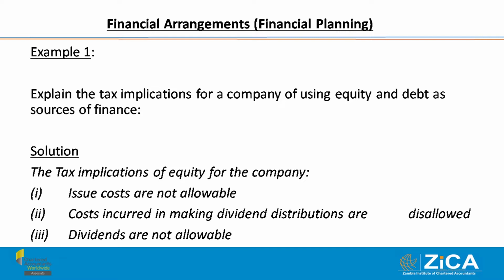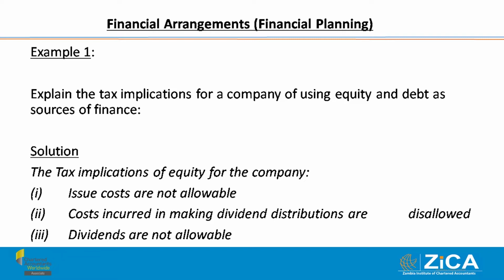You know that whenever a company raises finance by issuing equity or selling shares, it is tying itself to dividend payments. There will also be some issue costs which the company will incur. So the tax implications will be on the issue costs which the company will incur. The tax implications will also be on the dividend payments it has committed itself to pay.